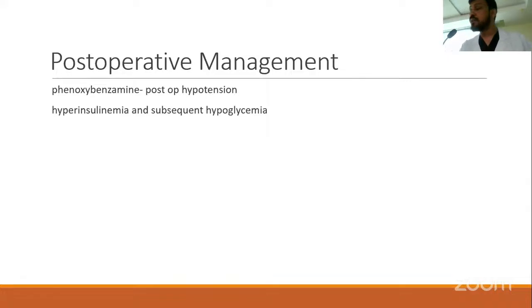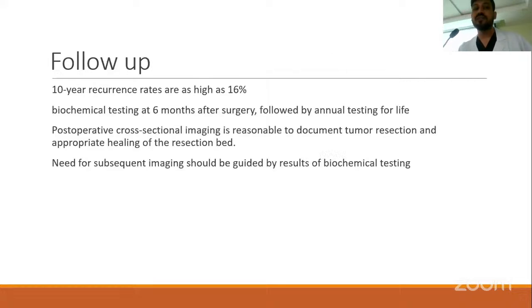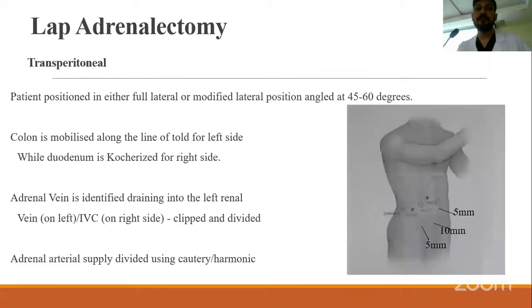Post-operatively, patients should be managed for there's a risk of post-op hypotension if phenoxybenzamine is used in the preoperative period. There is also a risk of hypoglycemia and electrolyte imbalance. There's a 16% recurrence rate in 10 years. Therefore, they should be followed up. Biochemical testing is done at 6 months after surgery and is done annually for life. Post-operative imaging should also be done to check the complete resection of the tumor bed. However, there's no need for subsequent imaging if biochemical results are normal.